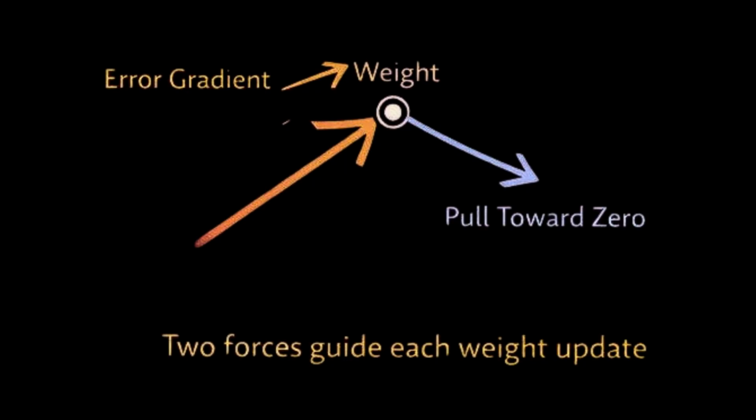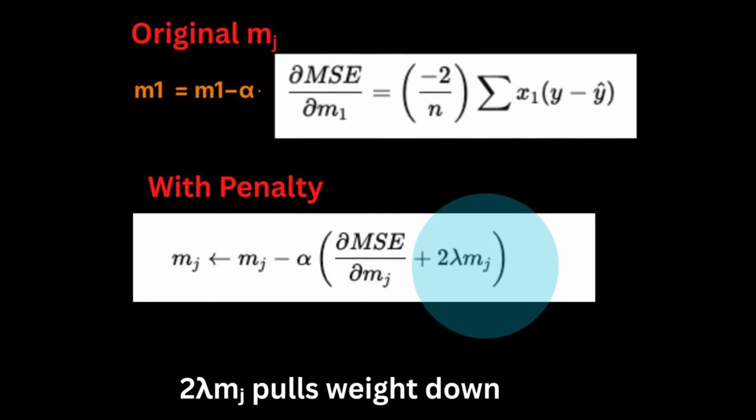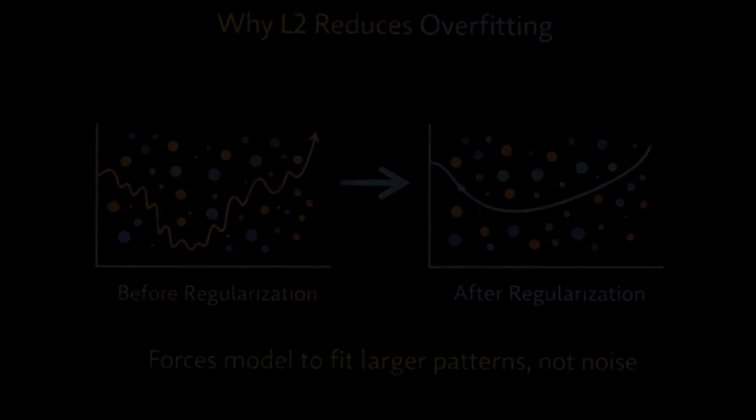Now here's the most important part. Regularization doesn't fight gradient descent. It changes the gradients. Each weight update now has two forces. One force reduces error, the other pulls weights back towards 0. Mathematically, this adds a simple term to the gradient. Each weight gets an extra push towards 0. By keeping weights small, the model can't twist itself to fit noise. It's forced to learn broader patterns. That's why validation error improves.